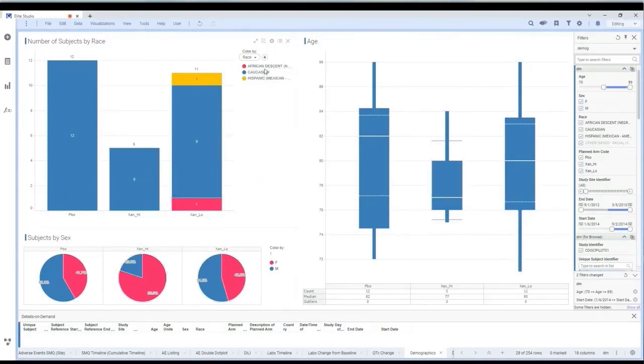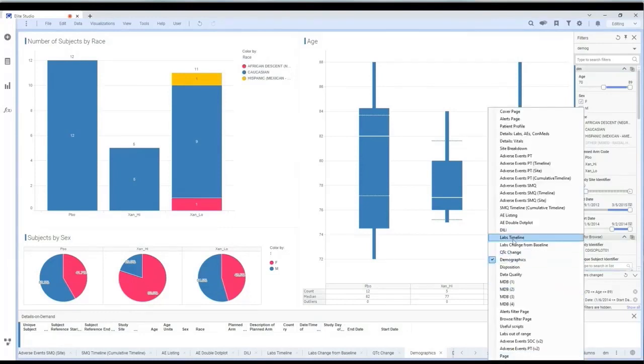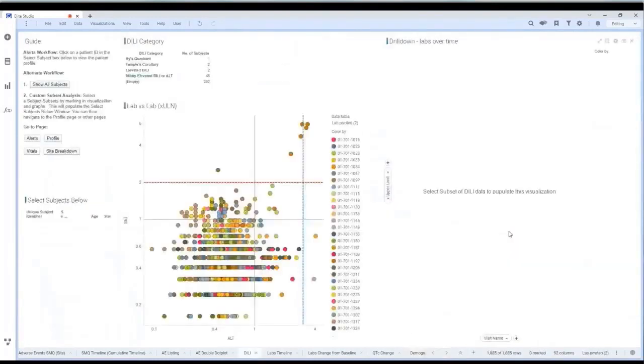I see the ethnic or racial distribution that has been self-described and collected on the demographics page. I can see gender as self-reported on the CRF page. And so I have a sense of the demographic makeup of the subjects in the trial. And let's say, for example, that I am interested in looking at drug-induced liver injury.